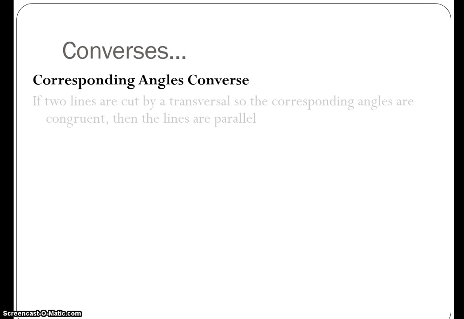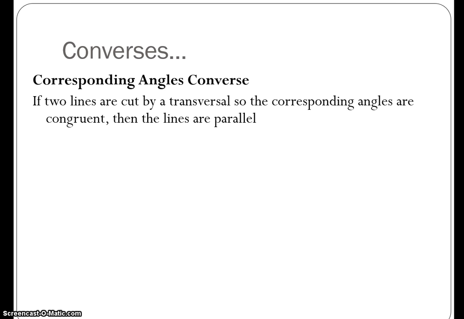What you're going to say, remember, converses are the flip of those original conditional statements. So the first one said, if the lines are cut by a transversal and they were parallel, then this happened. Well, now we're going to go the opposite way. So for example, the corresponding angles converse says if two lines are cut by a transversal, so the corresponding angles are congruent, then the lines are parallel, versus the original one, which says if two lines are cut by a transversal and they are parallel, their corresponding angles are congruent.